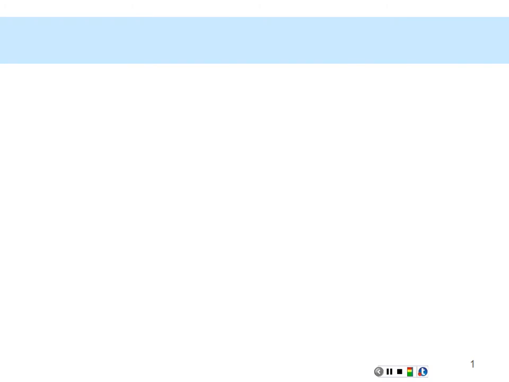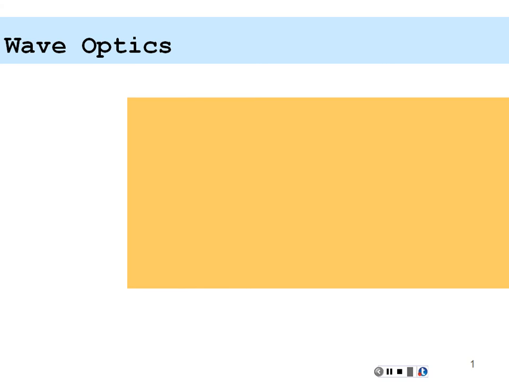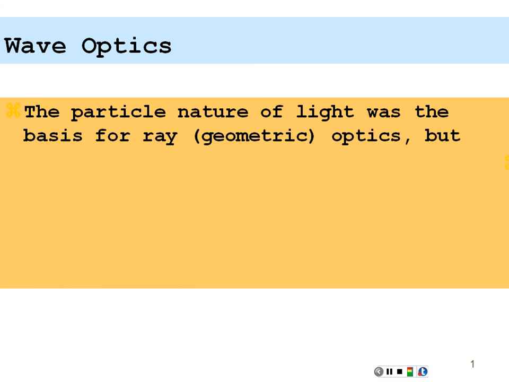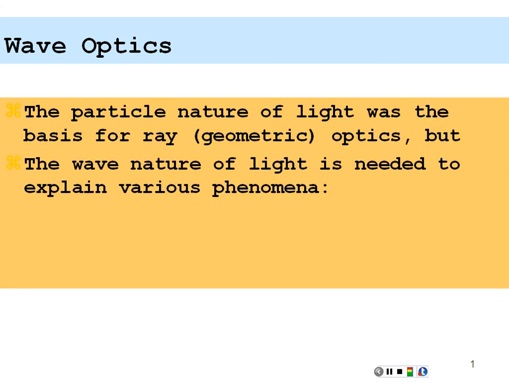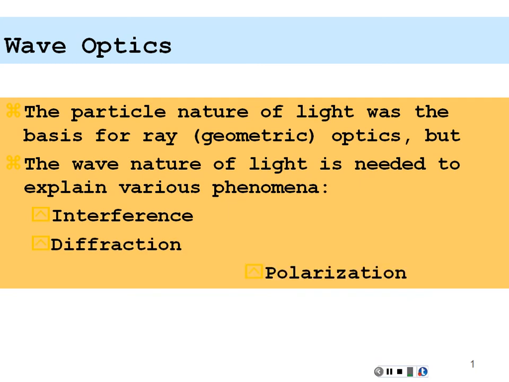So we just finished chapter 36, which was geometric optics, and that pretty much dealt with the particle nature of light, the ray approximation, and so forth. But we wish to investigate the wave nature of light as well, and the wave nature of light is needed to actually explain some various phenomena that we see associated with light that can only be explained through the wave nature, such as interference, diffraction, and polarization. This first lecture will focus on interference.